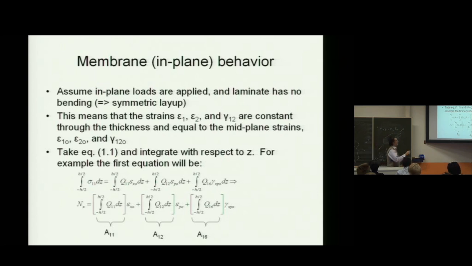means that the layup is symmetric. We will define that later on. Don't worry about what that means. What I need you to keep in mind is we have an applied load which only causes in-plane deformations. So this means that the strains anywhere through the thickness are constant and equal to their values at the mid-plane.